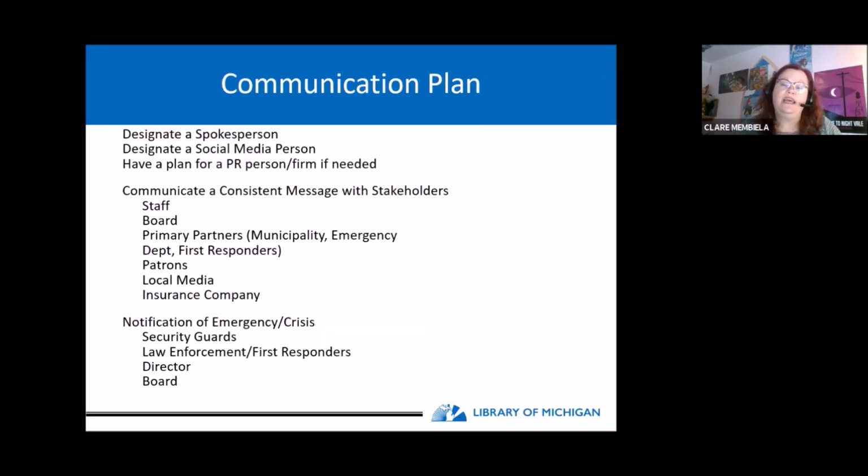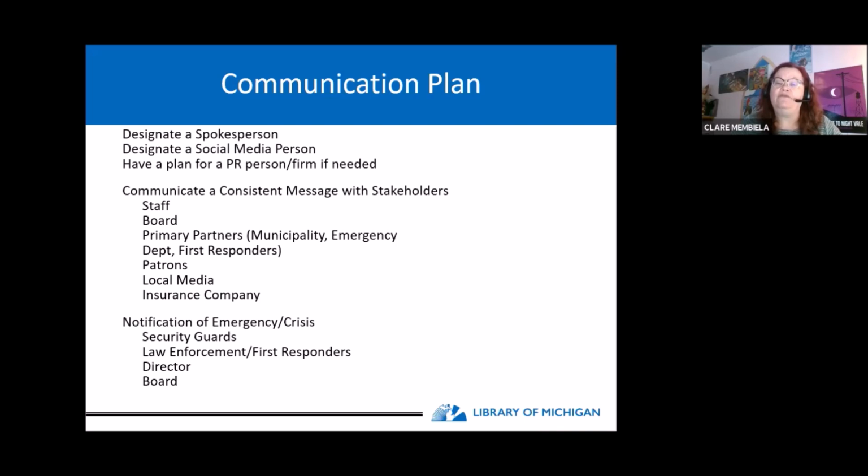A communication plan is extremely important. In fact, I think that if you don't remember anything else from this, remember that training is important and that a communication plan is key. Make sure that for purposes of crisis, a spokesperson is designated. This is the person that would talk to the media, would talk to the members of the public, the person that is responsible for communicating a consistent message.